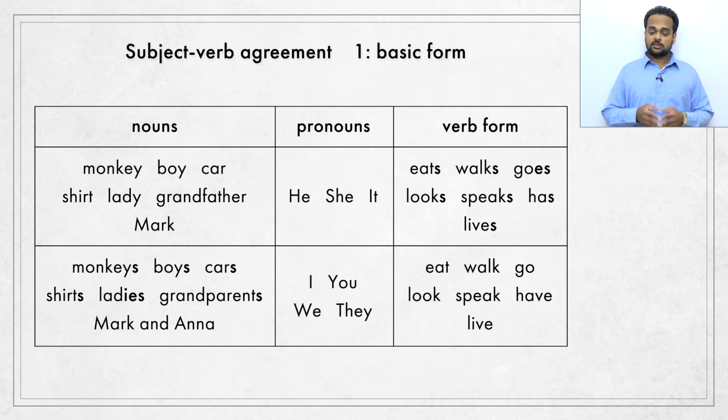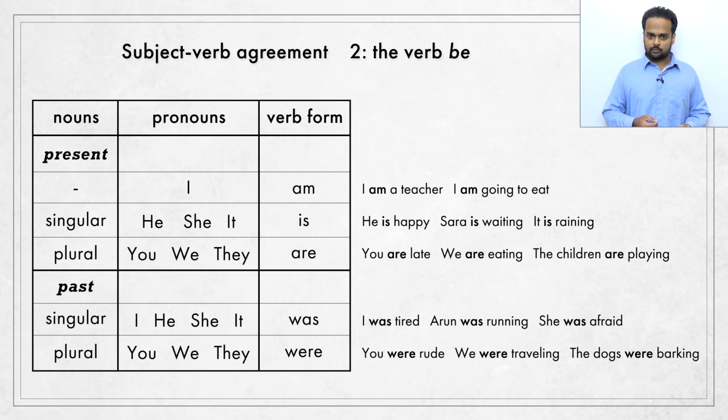This rule works for all verbs: walk, go, look, speak, ring, have, live, do, talk, play, etc. Actually, this rule works for all verbs except for one, and that's the verb be. The verb be has its own subject-verb agreement rules. Let's talk about them now.